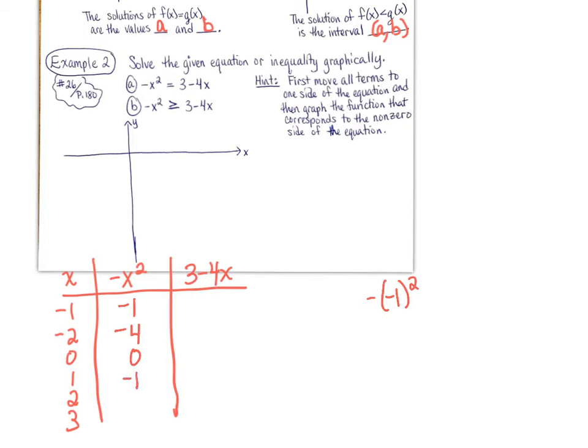Negative 1. 2. 3. Negative 9. Good. So let's finish filling out our table. When x is negative 1, what do we get here for 3 minus 4 times negative 1? 7. Good. What do we get when x is negative 2? 11. Good. 0. 3. 1. Negative 1. 2. Good. And 3. Negative 9. Good.